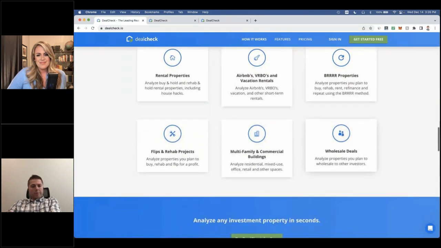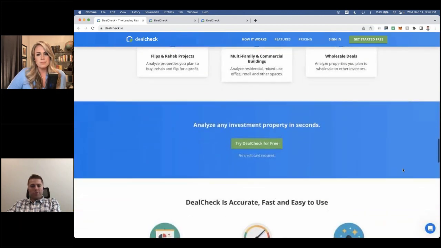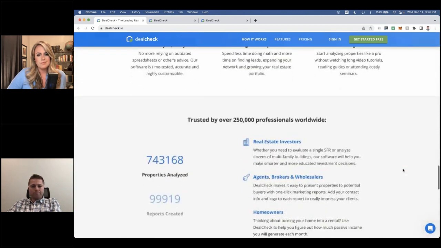So many other great features with support, a lot of different property types that you can analyze. Obviously rental properties, but there's other ones too if you're kind of branching off and want to get a little bit into BRRRRs or flips, multifamily properties, wholesaling, that's all supported.